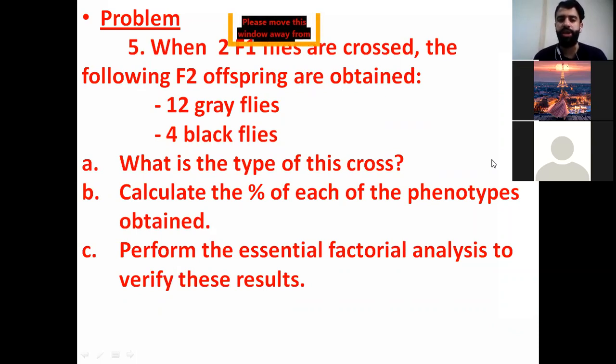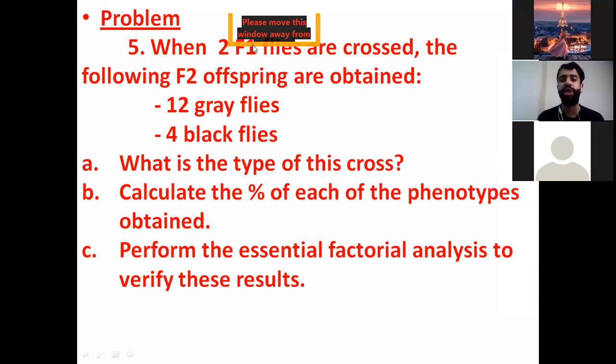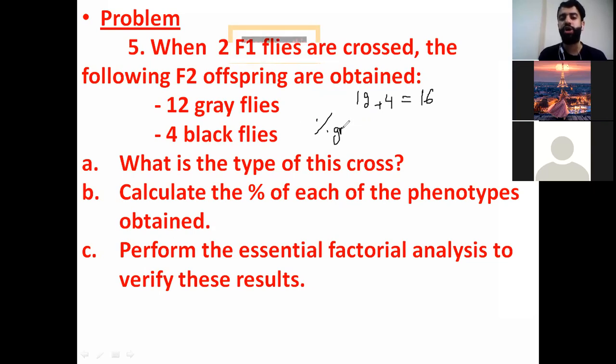Part B, calculate the percentage of each of the phenotypes obtained. If I want to calculate the percentage, there is a rule. Percentage of the gray, first of all, I have to calculate the total number. Total is 12 plus 4, so the total is 16. The percentage of the gray is the number of the gray over the total times 100. So it's 12 over 16 times 100, so it will be 75%.